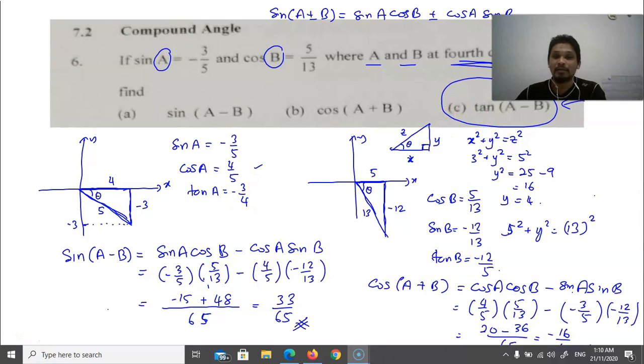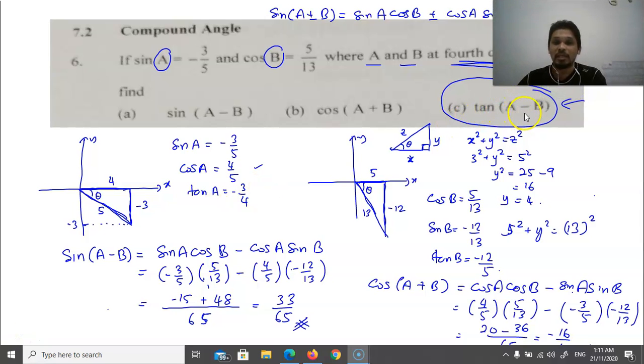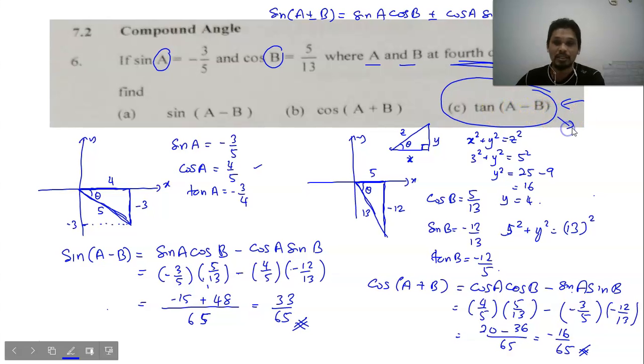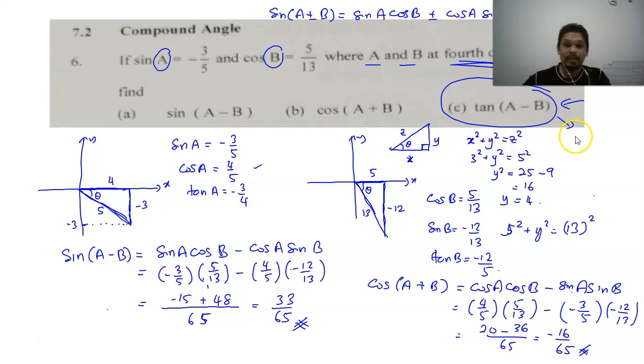Okay, so now for the question of tangent A minus B, I leave it to all of you, where all the information is given here. Find the formula and work it out yourself. Okay, the final answer for this is negative 24 divided by 7. This is the final answer.